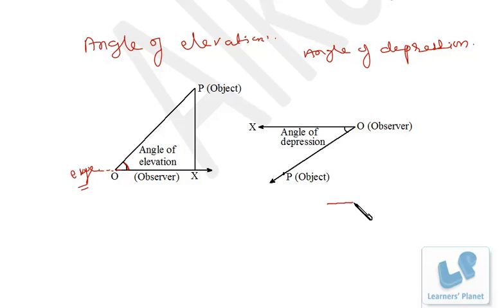Now just listen to me carefully. This is the angle of depression, this is the angle of elevation, and since both the lines are parallel, this line is parallel to this line, so the angle of depression is equal to the angle of elevation, right? That means the magnitude, or we can say the value, of these two angles will be equal. Okay, I hope you are clear.